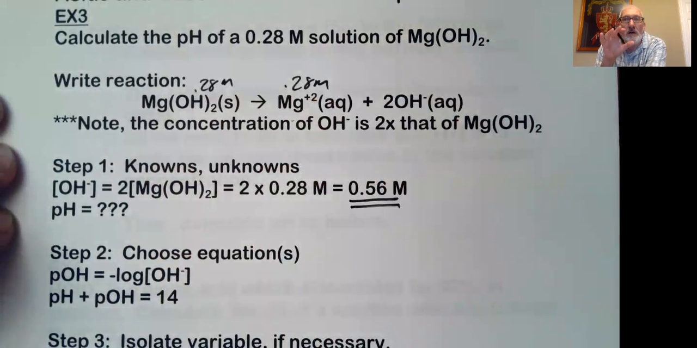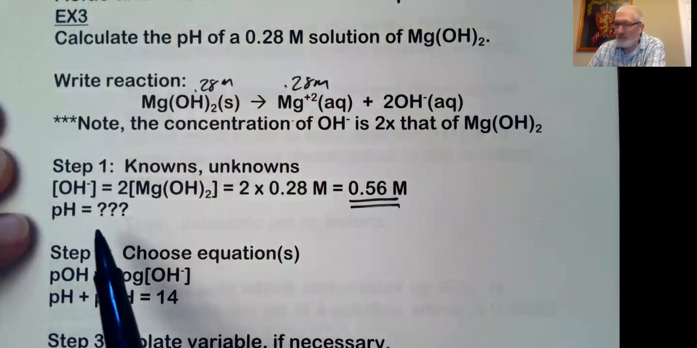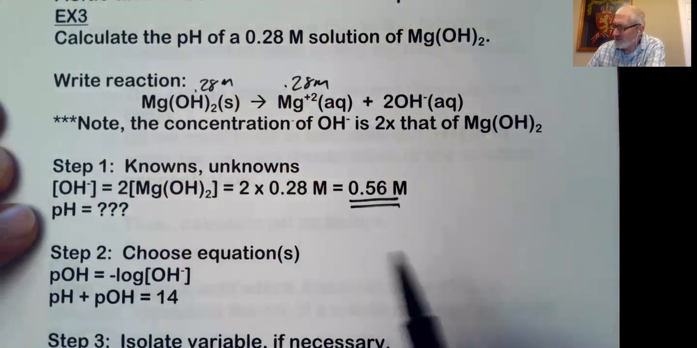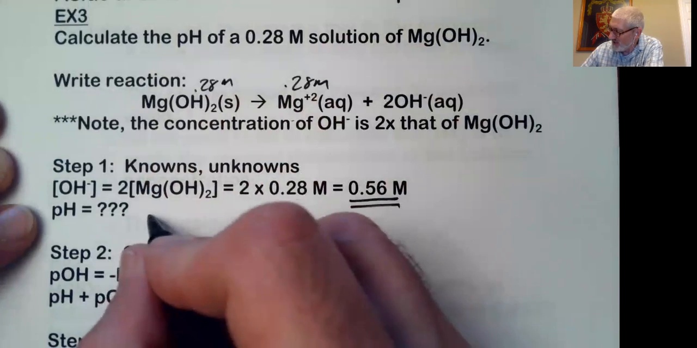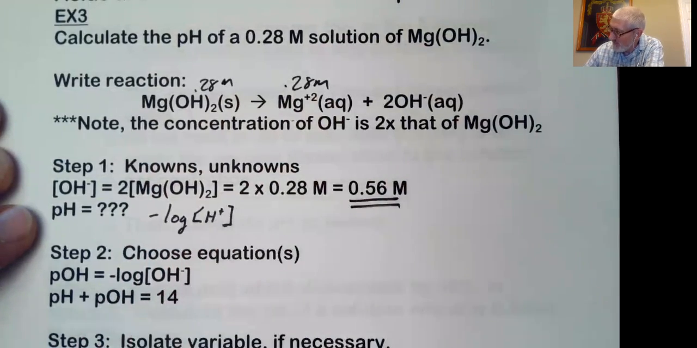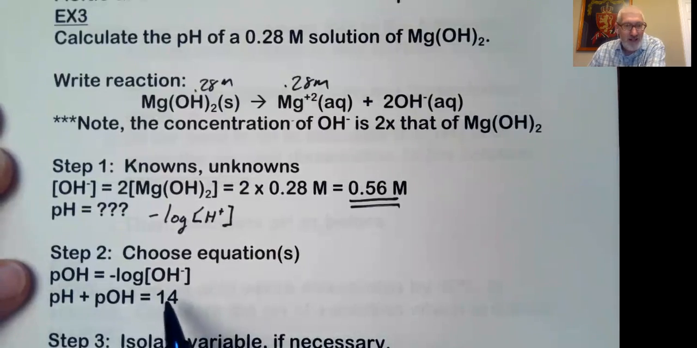Now, if I'm asking you to find the pH, you're like, well, wait a second. I know the concentration because pH is negative log concentration of H plus. I don't know the concentration of H plus, but I do know the concentration of OH minus. So I can sort of take a little side journey here. I can say, well, wait a second.